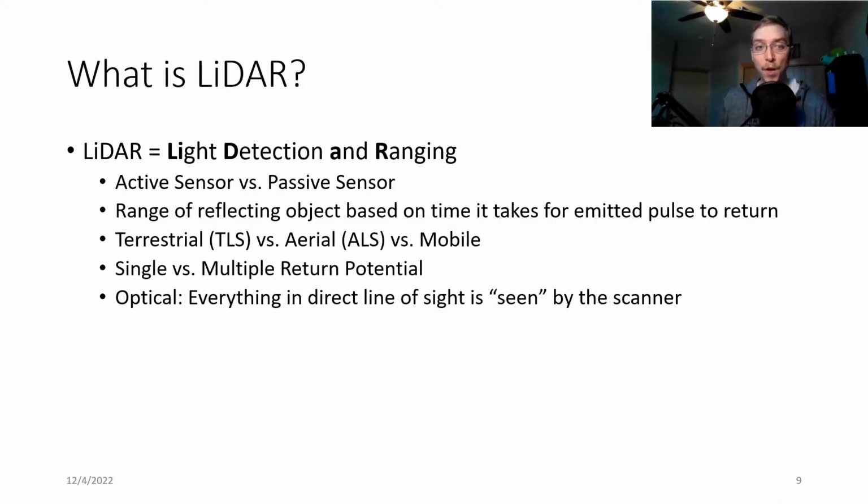And then LiDAR is optical. And that's a really, really important aspect of LiDAR. Everything in the direct line of sight is seen by the scanner. If it's not in the direct line of sight, it isn't seen. So let's see what that looks like here.